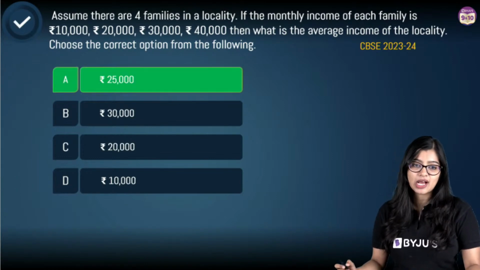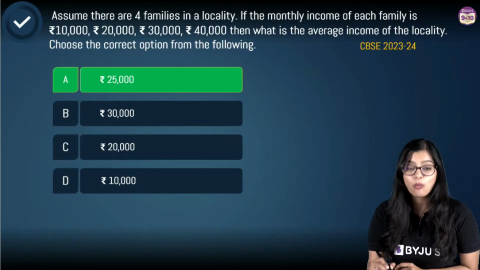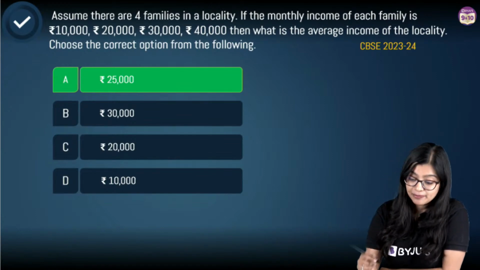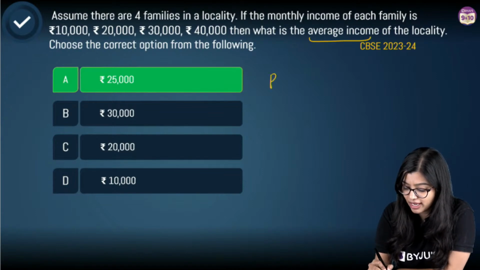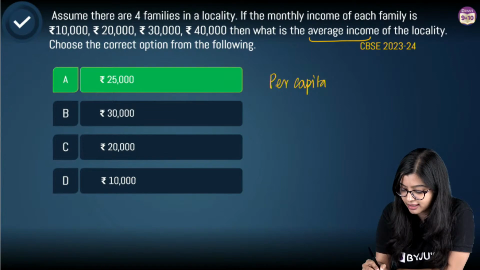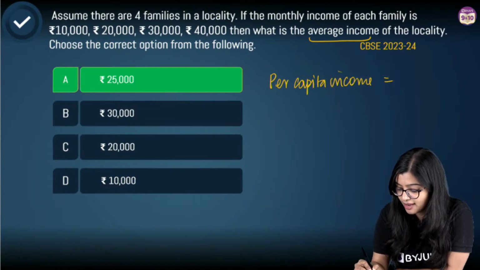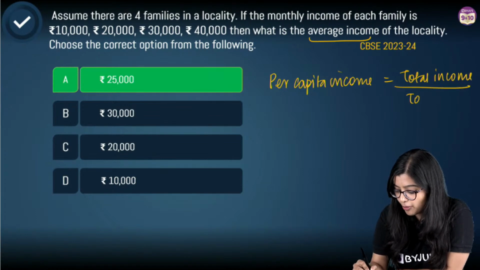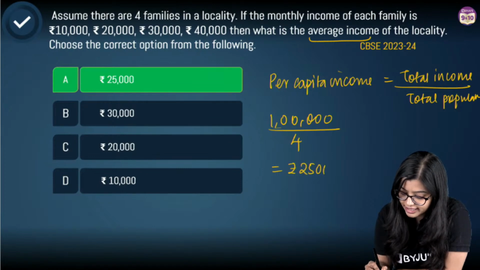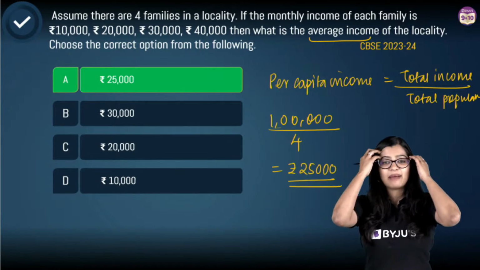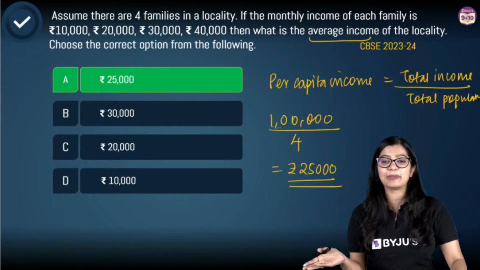It is 25,000. What is the formula that you have used? What have we calculated here? Forget the formula. What have we calculated? We have calculated the average income, or the per capita income, right? Per capita income is going to be total income by total population. So when you add this, you will get 1 lakh and then you will divide it by 4. So you will get 25,000. Easy peasy. Yes? Ma'am, this is easier. I know. They're very simple maths.